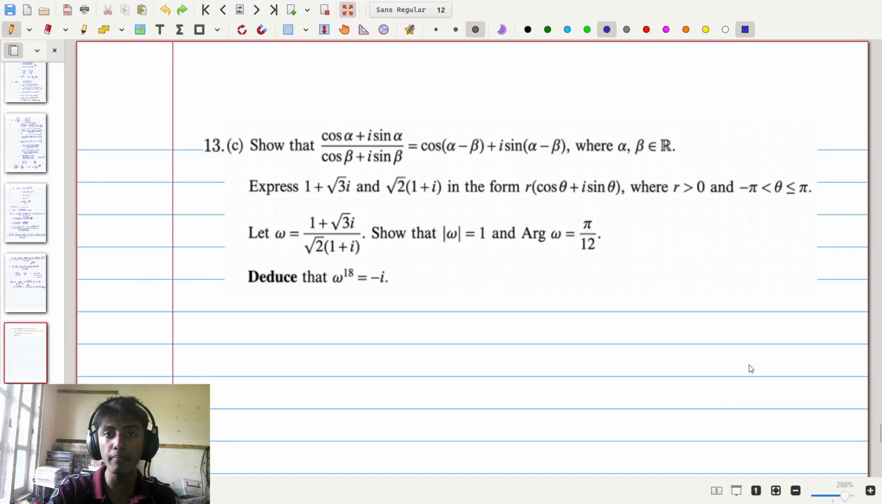2026 A-Level Combined Mathematics Paper 1 Part B Question number 13 Part C. Parts A and B of the same question were discussed in previous videos, links in top right. Part C of this question has to do with complex numbers and De Moivre's theorem.